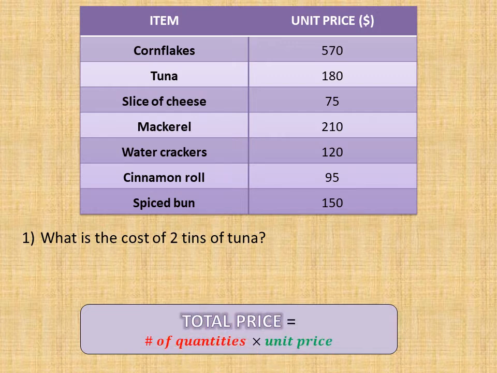Remember, total price is number of quantities times unit price. So there are 2 tunas and the unit price is $180. We multiply that and we get $360. Awesome.